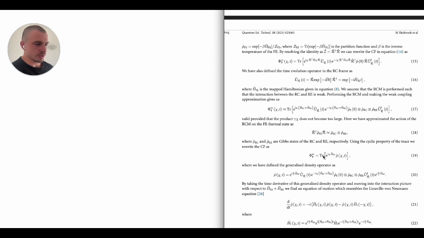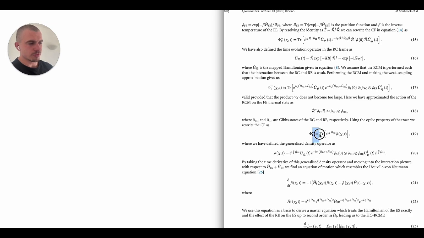Okay, now here comes the really interesting part, which is that we rewrite our characteristic function slightly, and then we take this generalized state and we find how it evolves in time. And we see that it evolves with an equation which looks very similar to the Liouville von Neumann equation, except the interaction Hamiltonian has been dressed by this counting parameter chi.